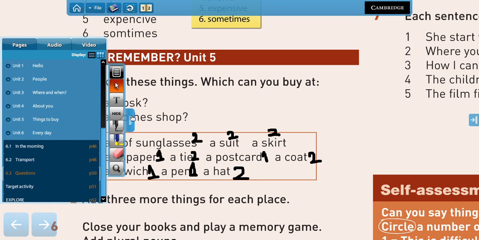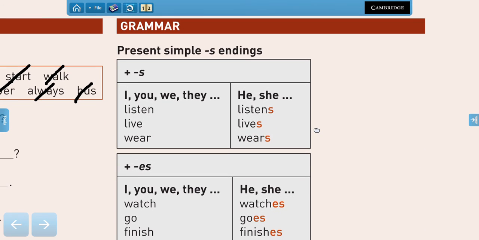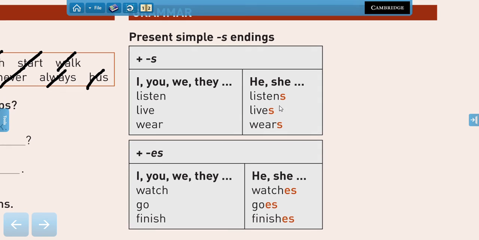Very good. Now, if you look here, you have the explanation of the present simple endings, right? Remember that for subjects I, you, we, and they, we only use the verb, but for he and she, we have listens, lives, wears, and for some words that end in ch or sh or irregulars, we use es, right? Like watches, goes, finishes, right?